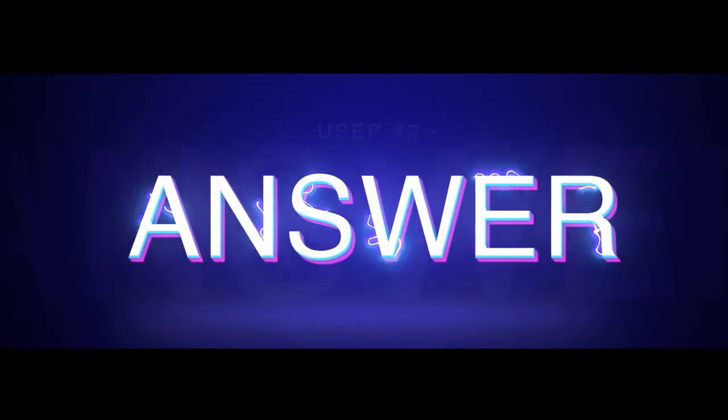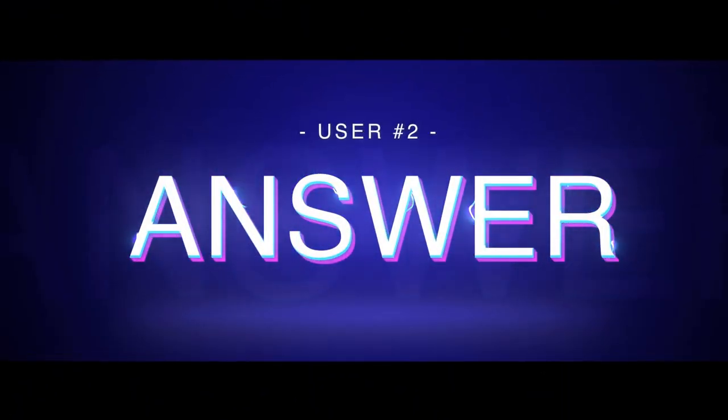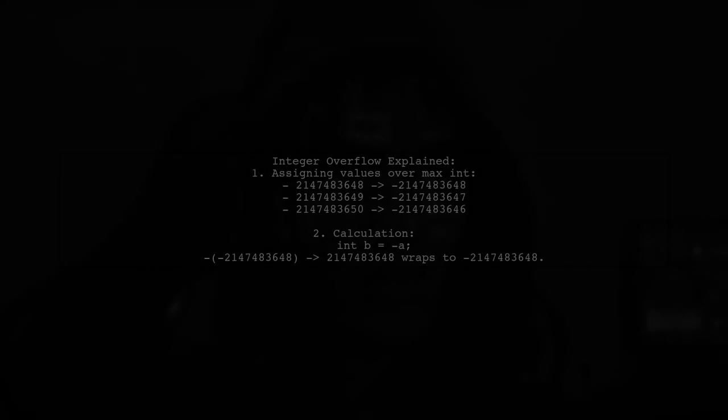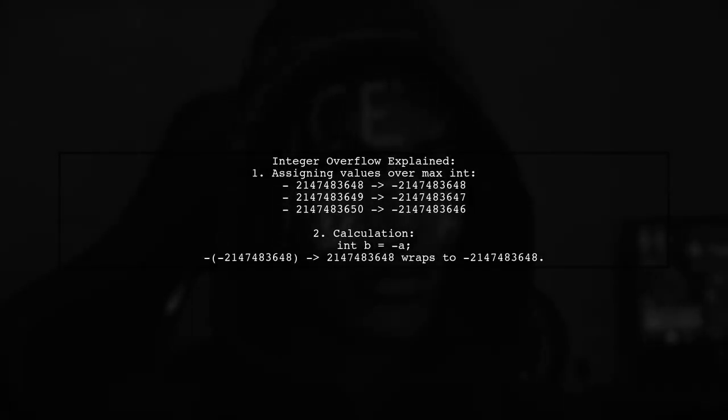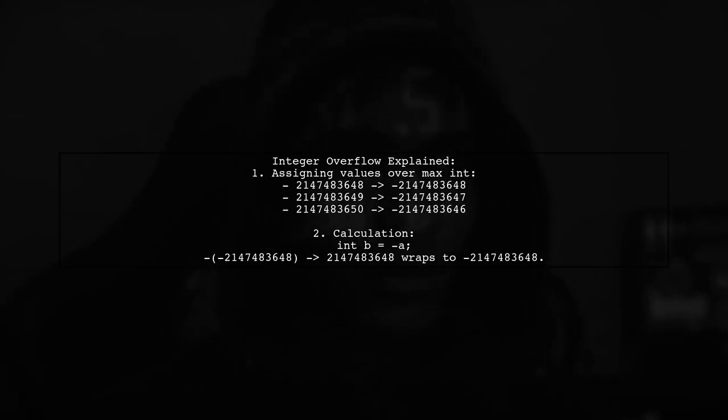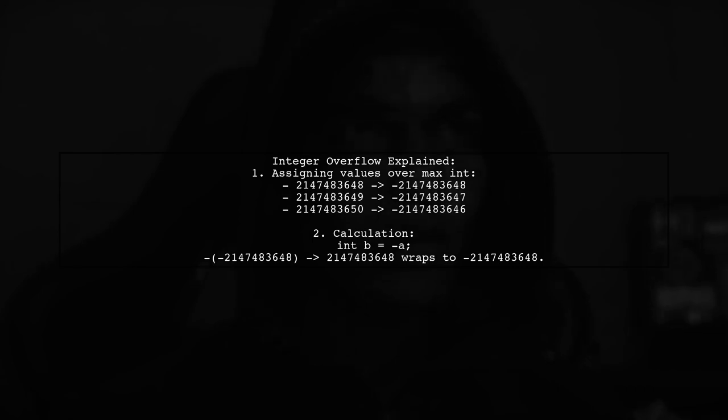Let's now look at another user-suggested answer. The code prints two negative numbers because when assigning a value greater than the maximum integer limit, it wraps around to the minimum value. For example, 21474836648 becomes -21474836648.